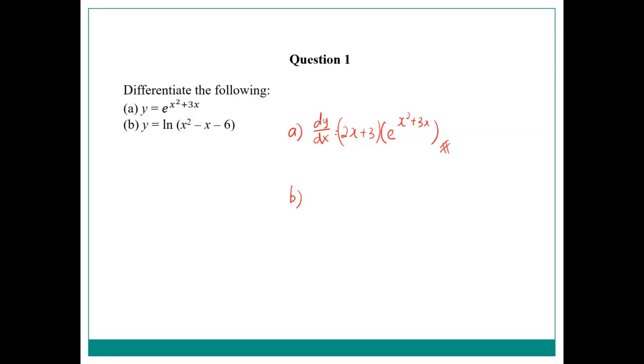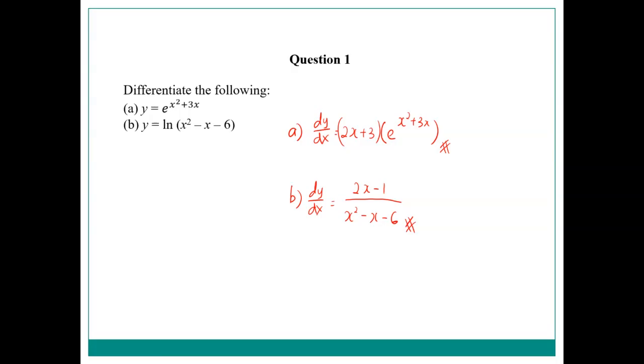Question B. This is our inner function. So we differentiate this, put it on top, and then we copy this one and put it at the denominator, at the bottom. So my dy/dx, very quickly, I get 2x minus 1 over x squared minus x minus 6. So this is the final answer for B.